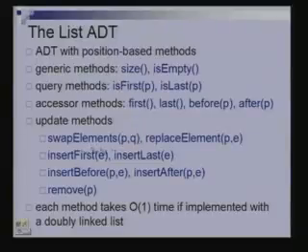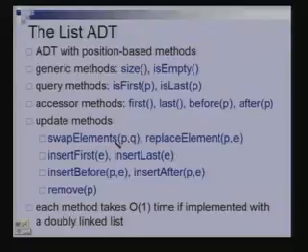I can have update methods like swap elements P comma Q. What does this do? Given two positions P and Q, it swaps the contents of these positions. Whatever are the elements sitting at these two positions, it swaps them. I can replace the element at position P with E, and similarly I can insert the element E at the very first position. Yeah, I can insert the element E at the last position, and so on. And using a doubly linked list, you can actually implement all of these methods in constant time.